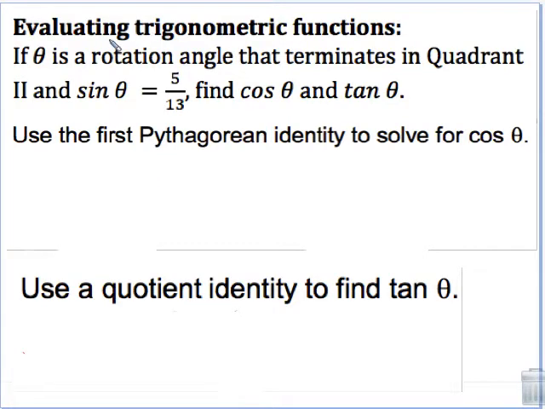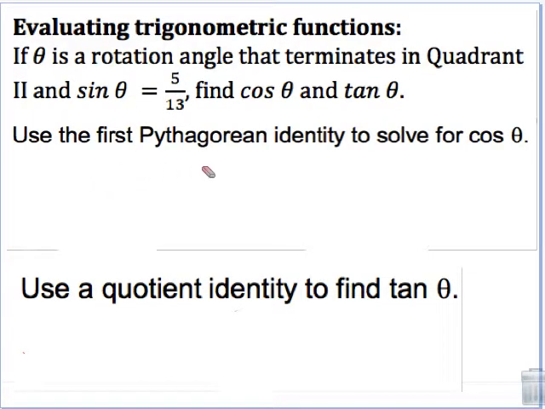The first example is evaluating trig functions. So if you look at your formulas or your identities on this green sheet, there are several different ones. We are first going to look at your reciprocal identities, Pythagorean identities, and the quotient identities. And we have to figure out what cosine theta and tangent theta are if sine theta equals 5/13.